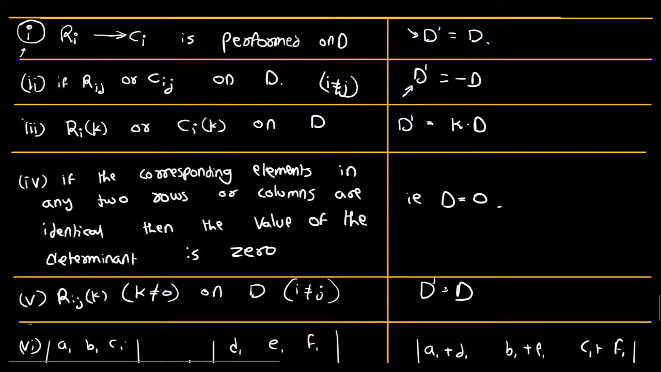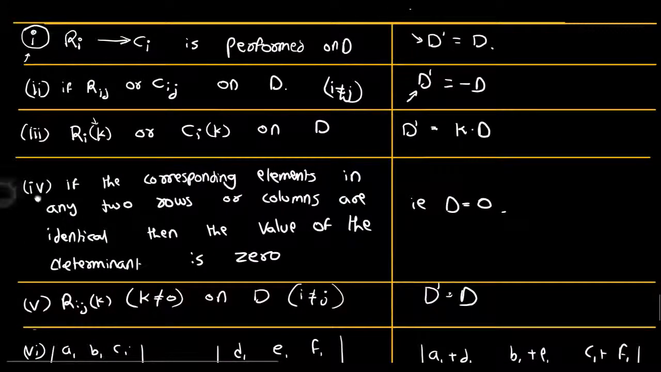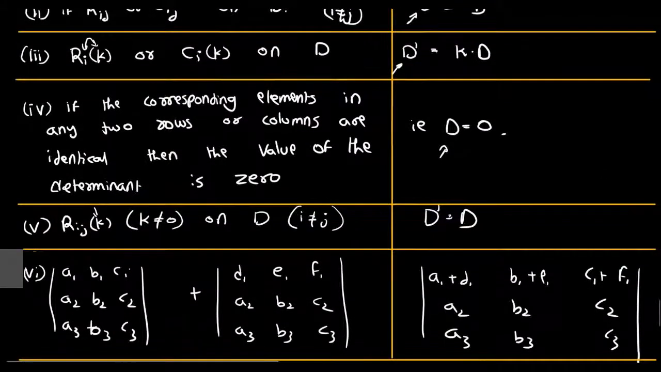In the third property, we discussed that if we multiply any non-zero real number with any ith row or any ith column of a determinant, then the value of the new determinant will be a product of the non-zero real number times the original value of your determinant, right? In the fourth property, we discussed that if the corresponding elements in any two rows or columns are identical, then the value of the determinant is 0, right? In the fifth property, we discussed that if we multiply any non-zero real number with an ith row or ith column, and then add that to the jth row or the jth column, then the value of the new determinant will be the same as the value of your original determinant, right?